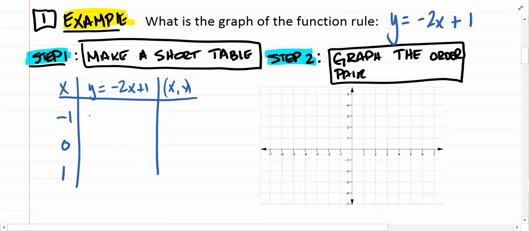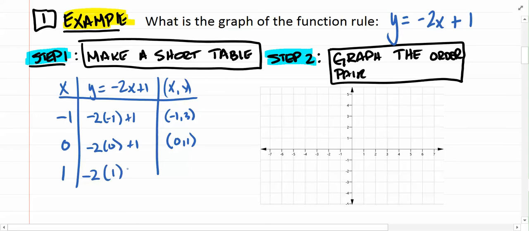Plugging in negative 1, I would get negative 2 times negative 1, and then add 1. Negative 2 times negative 1 is positive 2. 2 plus 1 is 3, so it's negative 1 comma 3. Plug in a 0, I would get negative 2 times 0 plus 1. That would just give me 1, so 0 comma 1. And plug in a 1: negative 2 times 1 plus 1. Negative 2 plus 1 is negative 1, so I'd have 1 comma negative 1.